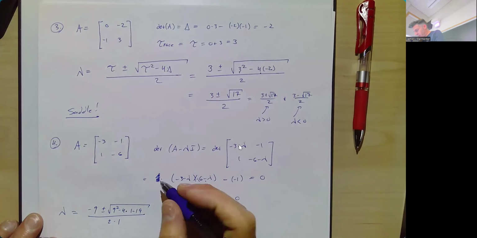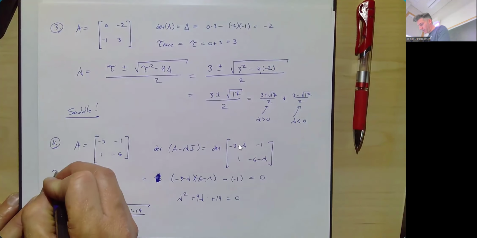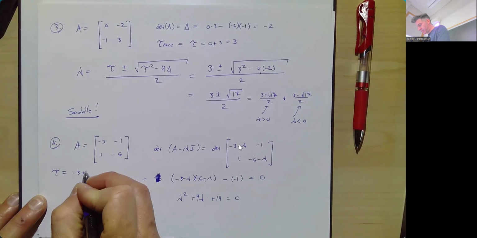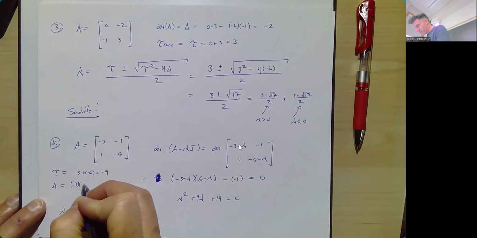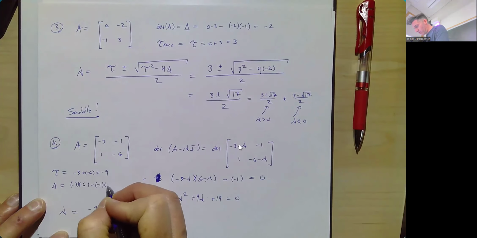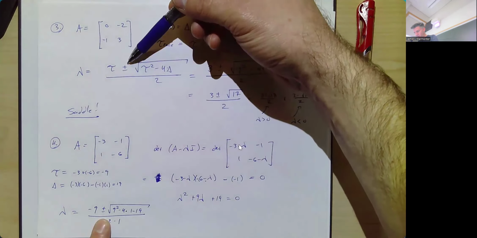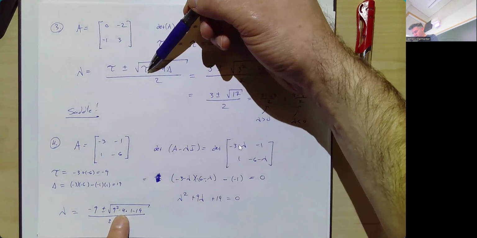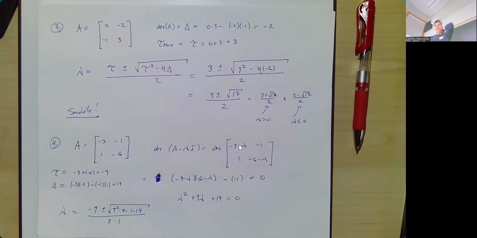Right here, I scratched it out because I made a mistake. All right, so I'll just point out here, the trace of this matrix is -3 plus -6, which is -9, and the determinant is -3 times -6 minus -1 times 1, which is positive 19. So you're exactly getting the trace plus or minus the square root of the trace squared minus 4 times your determinant all over 2. It's really the same formula. It's just we don't always use the quadratic formula because a lot of the time things factor, which is lovely. We love it when it factors.